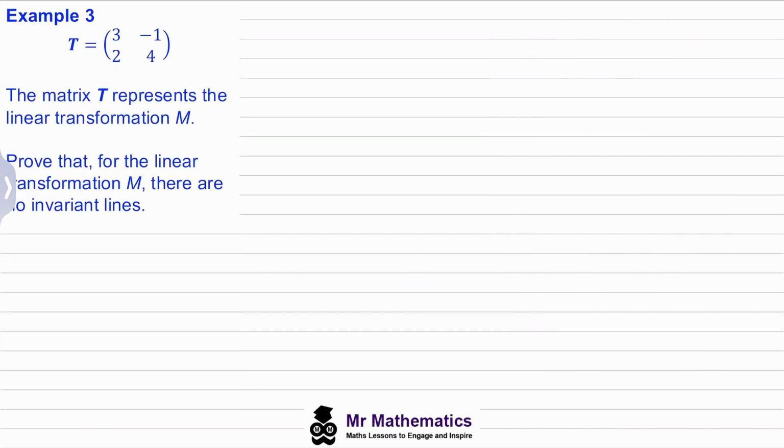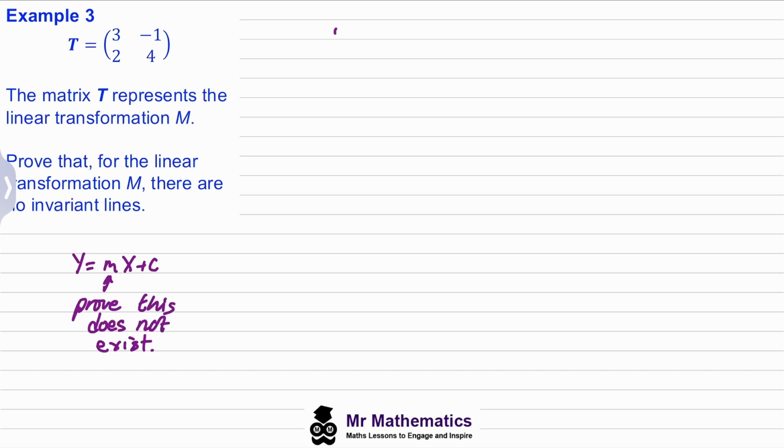In this example, we've been given that T is this 2 by 2 matrix, and this represents the linear transformation M. We've been asked to prove for the linear transformation M that there are no invariant lines. Well, we know if there are invariant lines, this will be in the form y equals mx plus c. For there to be no invariant lines, we need this m value, this gradient, to not exist. If the constant doesn't exist, then it passes through the origin. But if the m doesn't exist, there is no line. So we need to show that this m cannot exist.